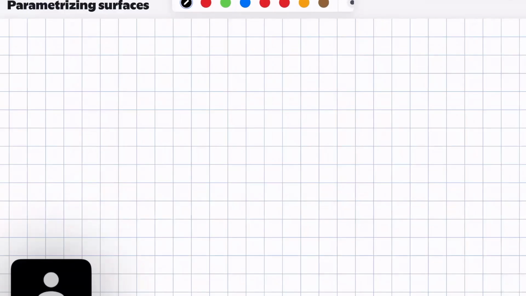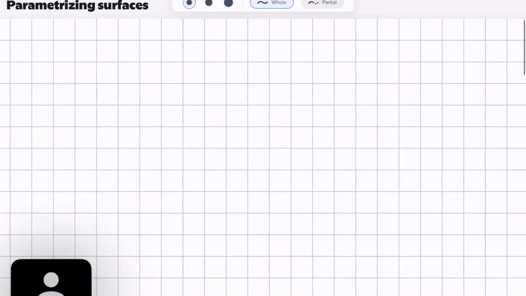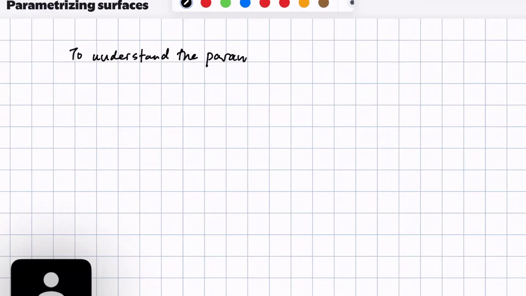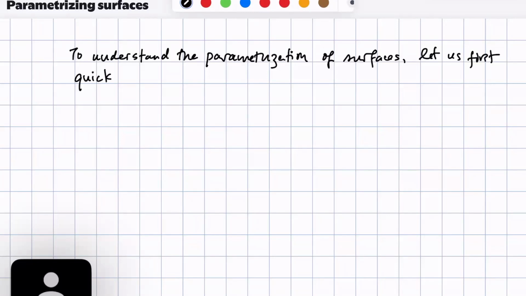In this first video, we're going to look at how to parametrize surfaces. Let's just take one quick step back and understand how to parametrize curves. Right, so to understand the parametrization of surfaces, let us first quickly review the parametrization of curves.